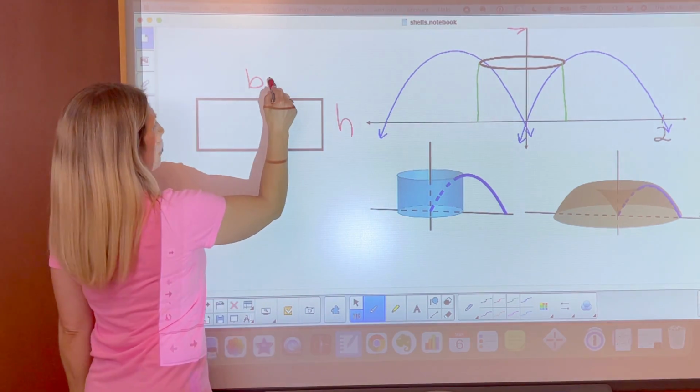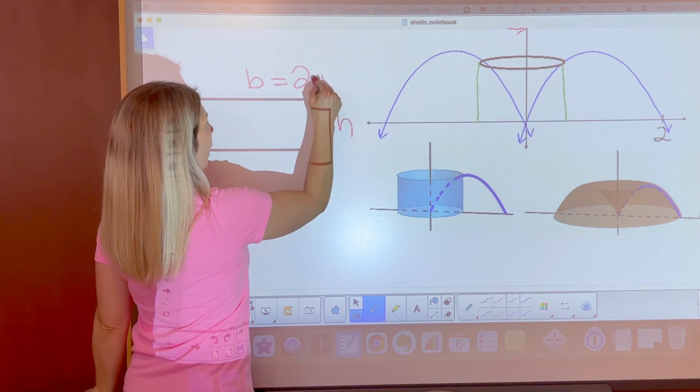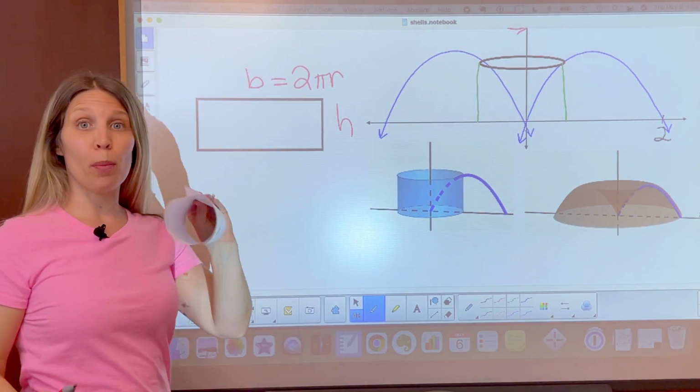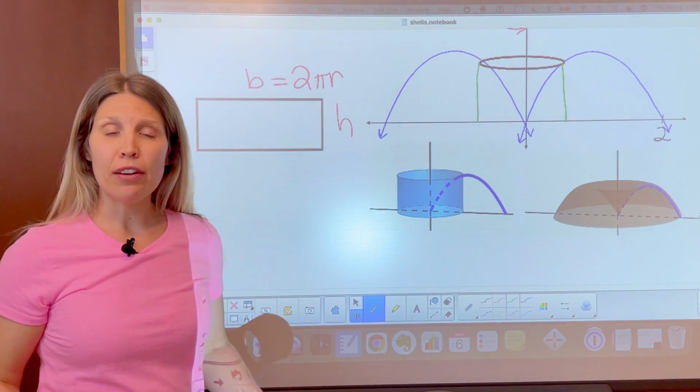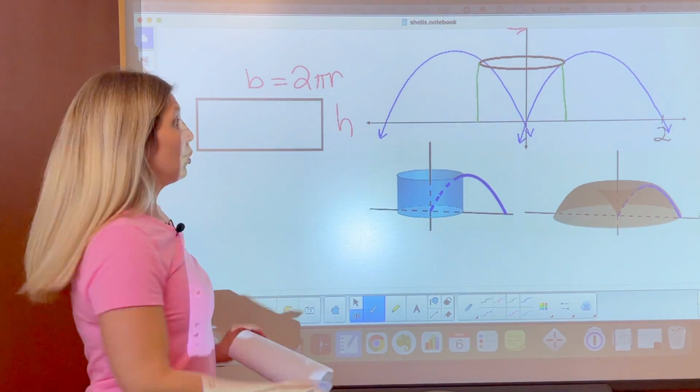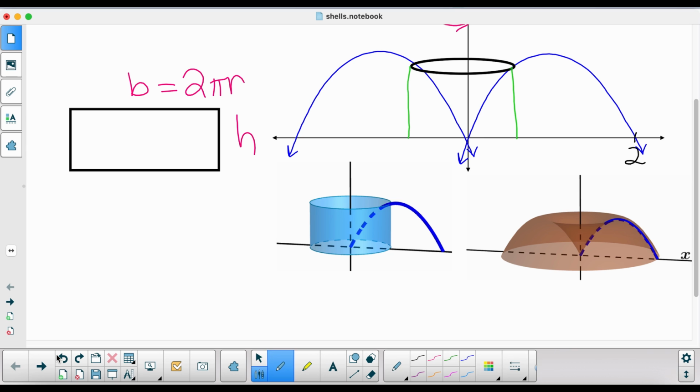So anytime you do the base, you're going to do 2 pi r, because your base is the circumference of your circle. And then for the height, what are we going to do? Well, if you look over here, the height of these legs hits the function that we're using. So the height is going to be whatever function was given for the problem.